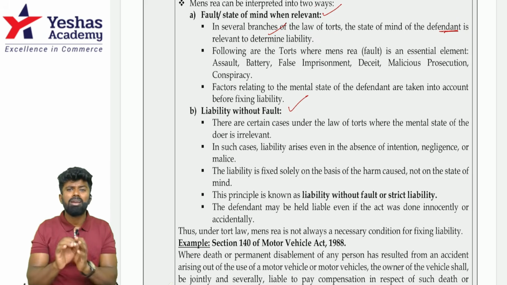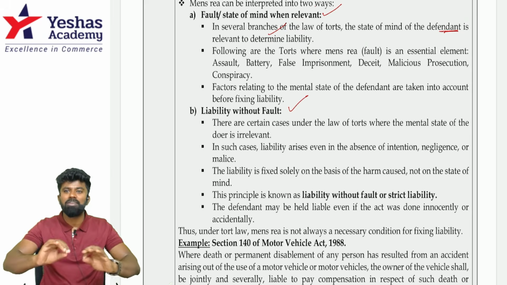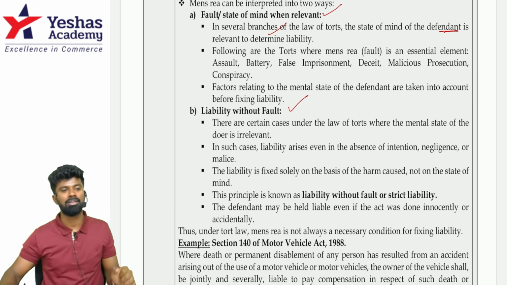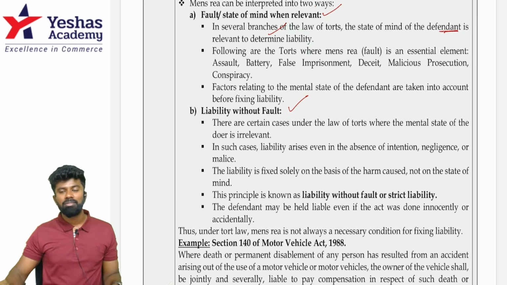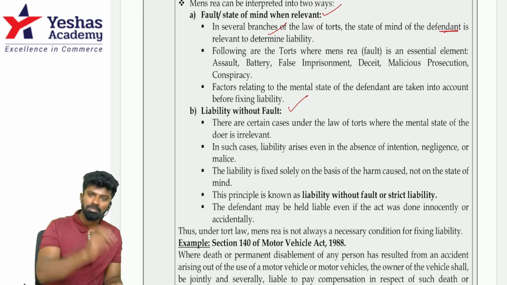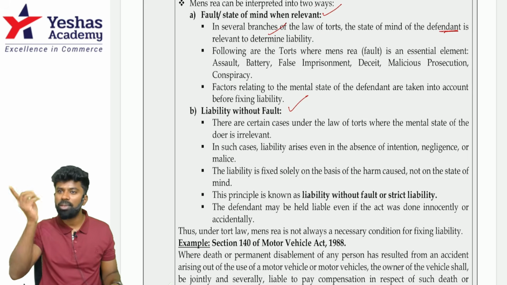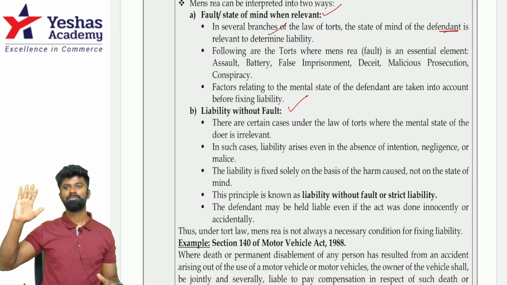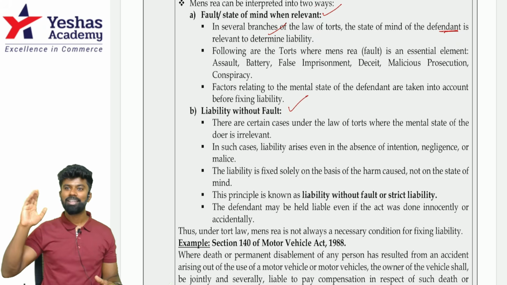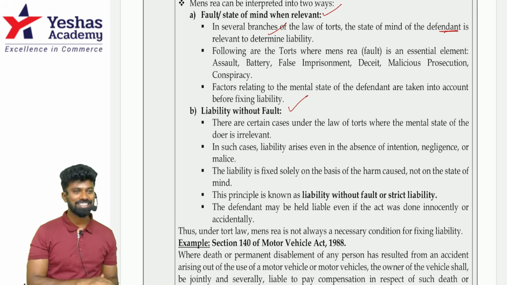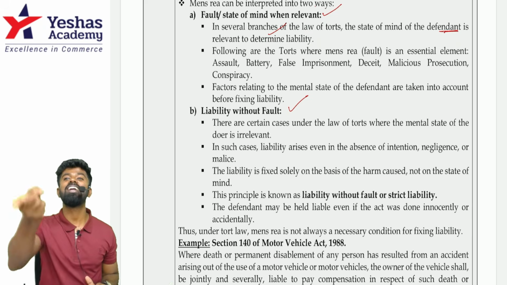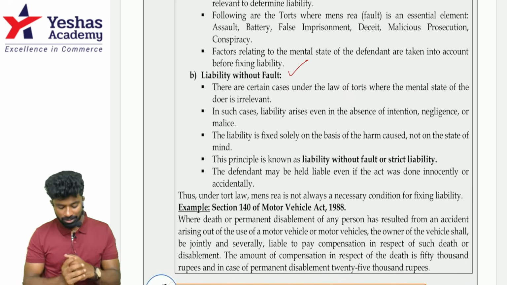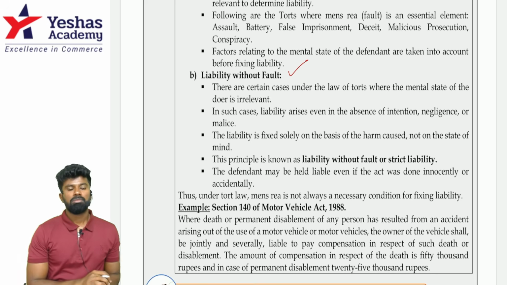There is no requirement of proving the mens rea of a person for a few offences, and he would be held responsible just like that. That is called no fault liability. There is no mens rea, but still you would be held responsible. It is called what? No fault liability.